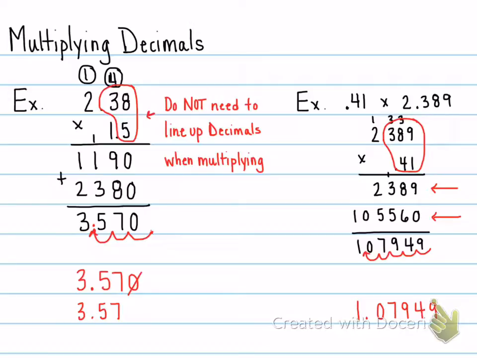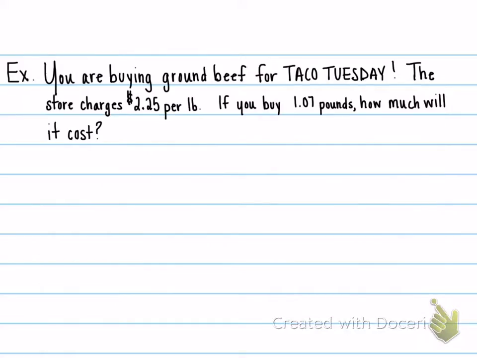Okay, the only time I need you to think more about your answer is when we have story problems. They might ask you to round to a certain number, or if you're given a certain situation, you need to think about the situation you have. So let's look at this example. You are buying ground beef for Taco Tuesday. The store charges $2.25 per pound. If you buy 1 7/100 pounds, how much will it cost?